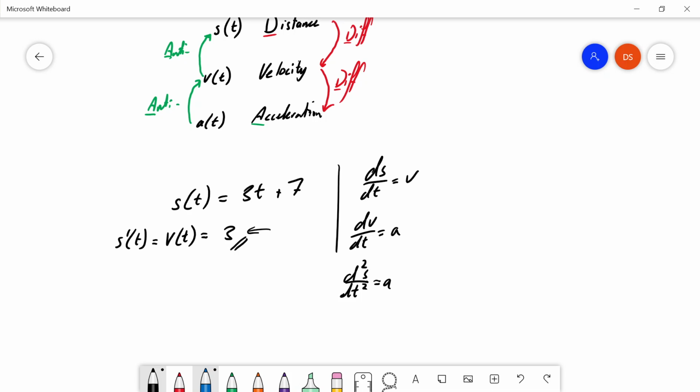If it helps, notice that velocity is always in meters per second, and acceleration is in meters per second squared, and that's why you have this kind of form.